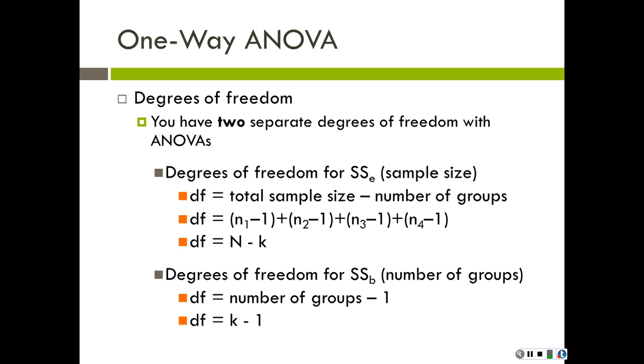Since the sum of squares between deals with the amount of variability each group has around the grand mean, its estimate for degrees of freedom only takes into account the number of groups we have. So this is just the number of groups minus 1. The degrees of freedom for the sum of squares between is just K minus 1. So 4 minus 1 is 3. So we have 36 degrees of freedom for sum of squares error, 3 degrees of freedom for sum of squares between.